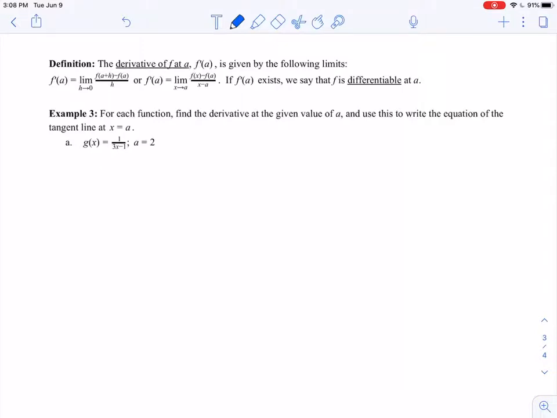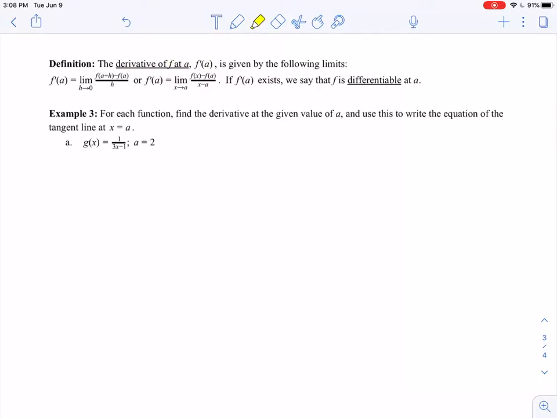All right, so this is it. This is where we're going to define the derivative. This is so exciting. The derivative of f at a, which the way we're going to denote that is f prime of a. So when we see that apostrophe right there, we're going to read that as f prime of a, is given by the following limits.